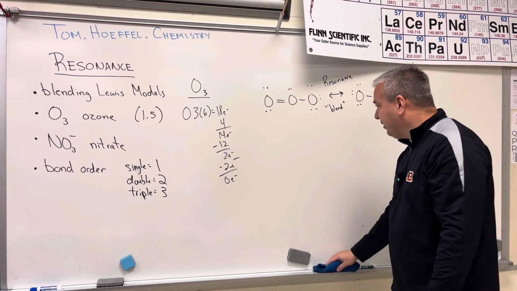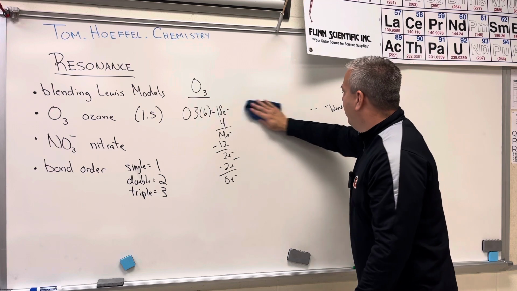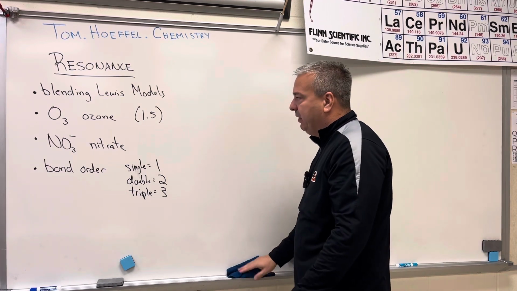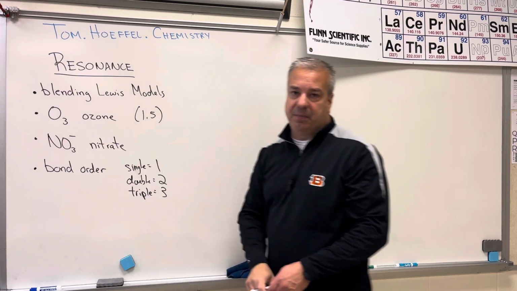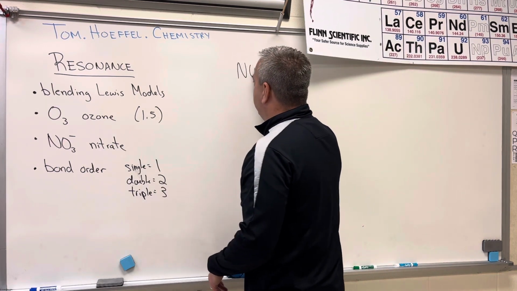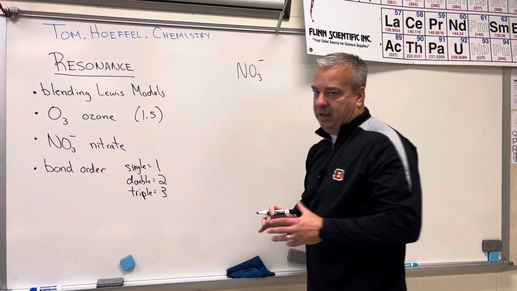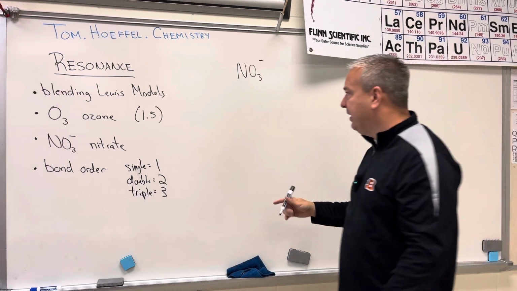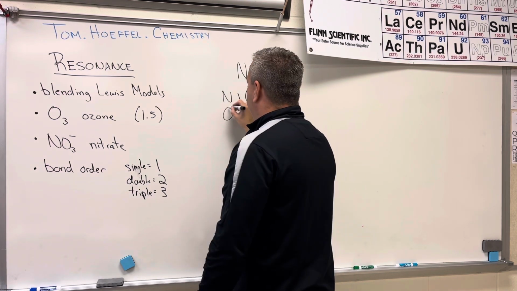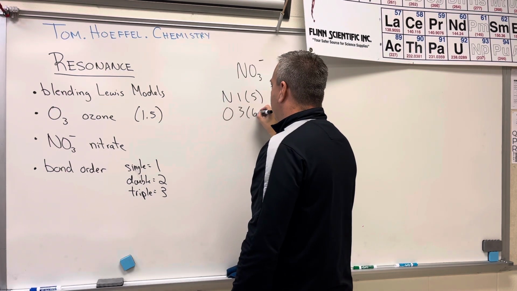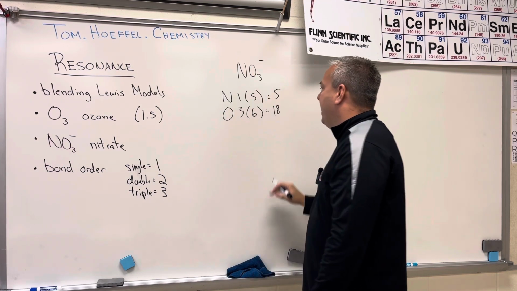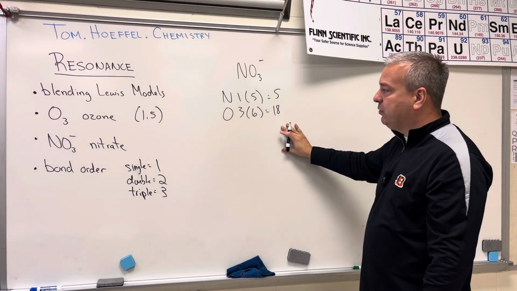Let's take a look at another one of these resonance structures. One that might be a little more challenging is nitrate. It's a polyatomic ion that consists of 1 nitrogen and 3 oxygens. Let's total up the electrons. We have 1 nitrogen that donates 5, and 3 oxygens that donate 6. We add this together and it adds up to 23.